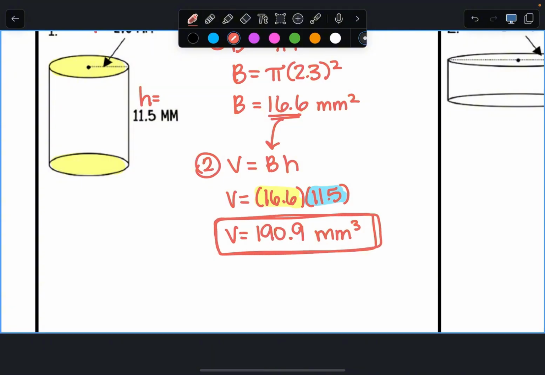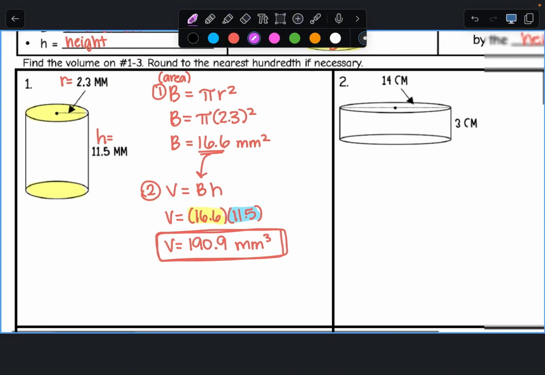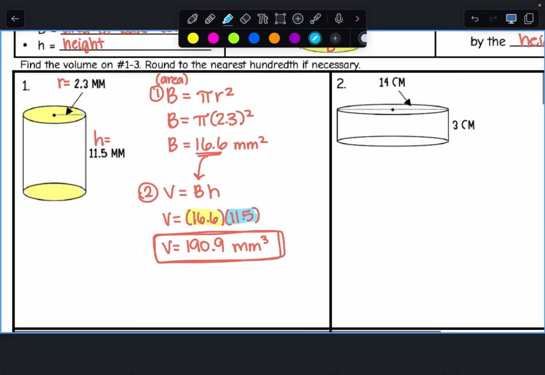Okay. And I honestly don't think on the STAAR test they'll try to trick you with that cubed and squared thing. Okay. Number 2. What's the first thing you do? Highlight the bases. Find your height and find your radius. What's the height?